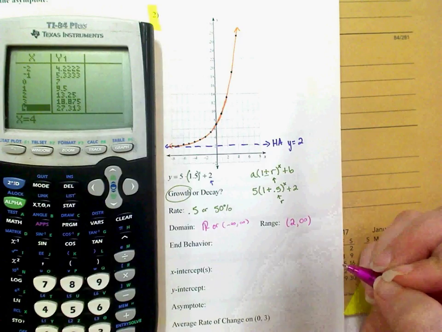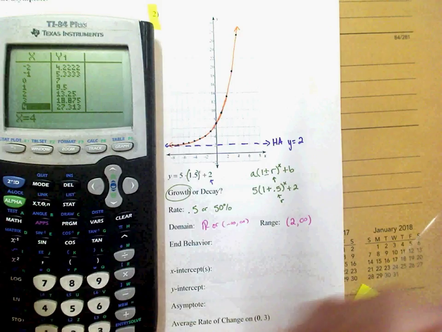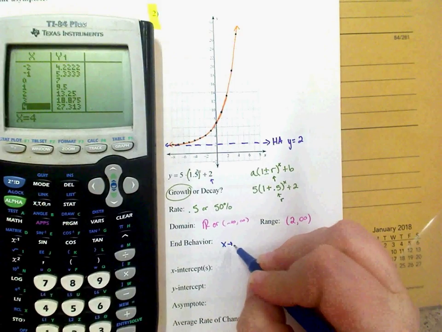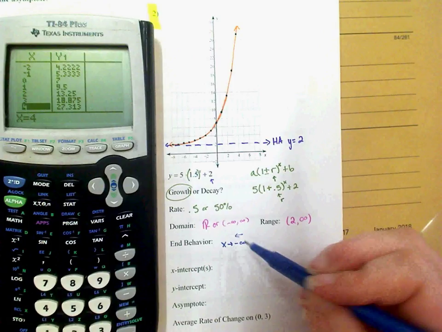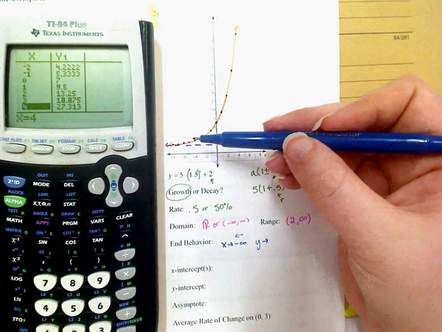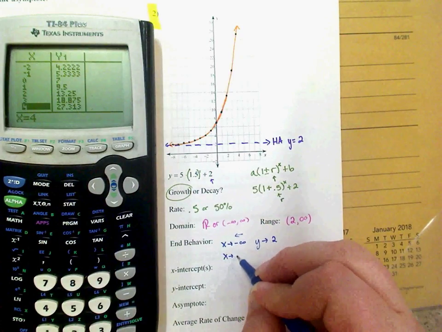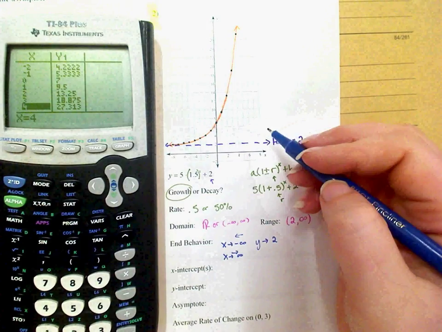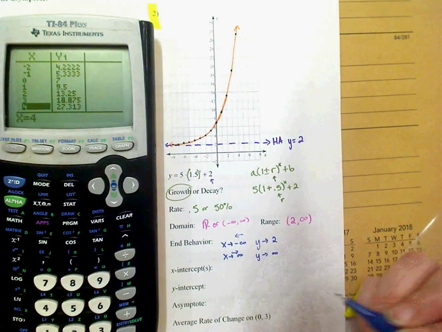Okay? The end behavior. End behavior asks you where the function is going. So it's saying, as x goes to negative infinity, meaning as the function goes to the left, where is y going? So as you go to the left, the function is approaching 2. And as you go to the right, when x goes to positive infinity, the function is going up to positive infinity. So that's my end behavior.